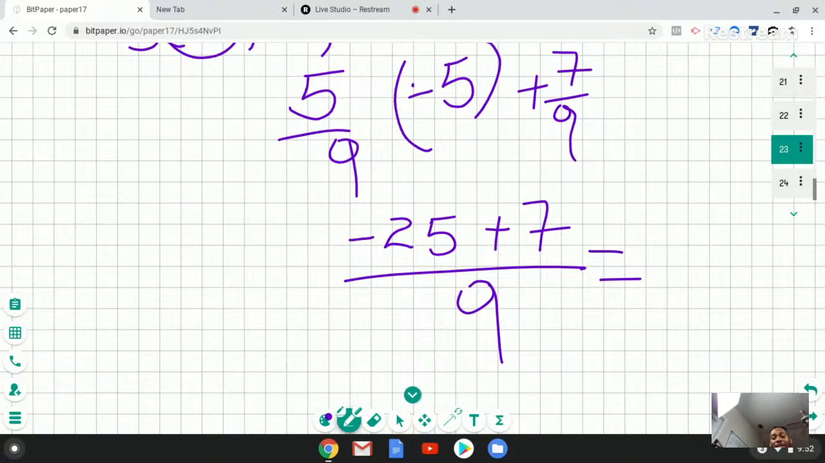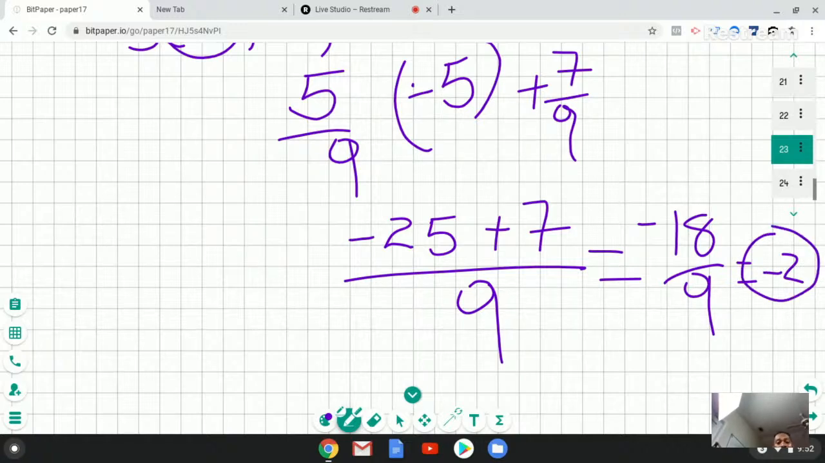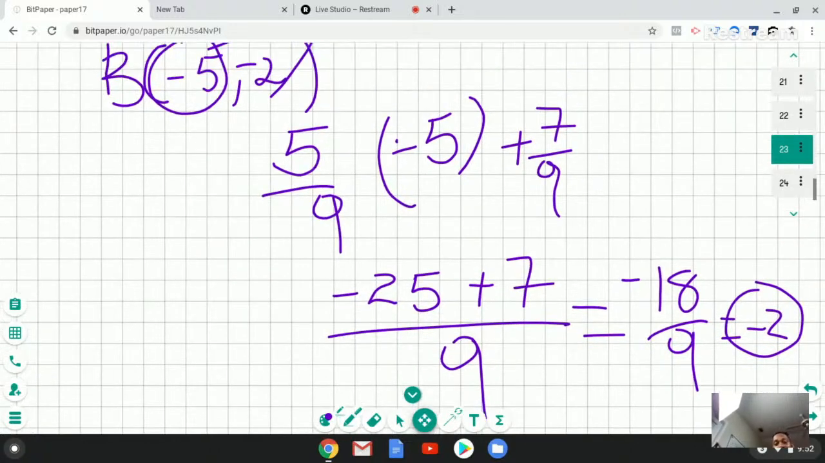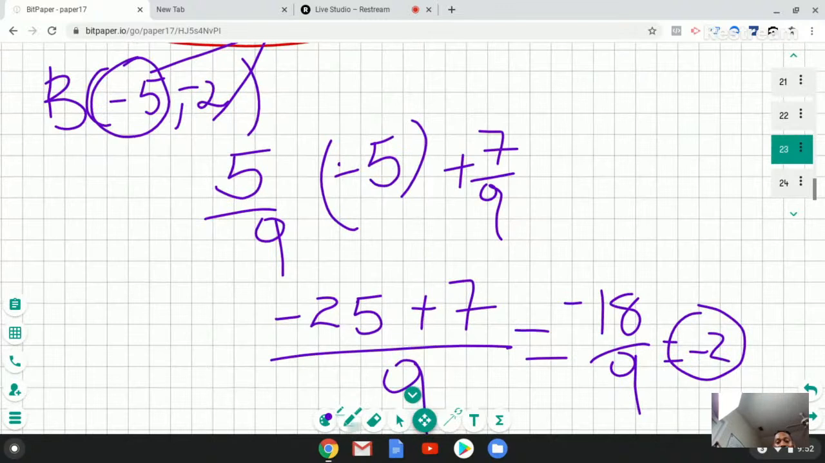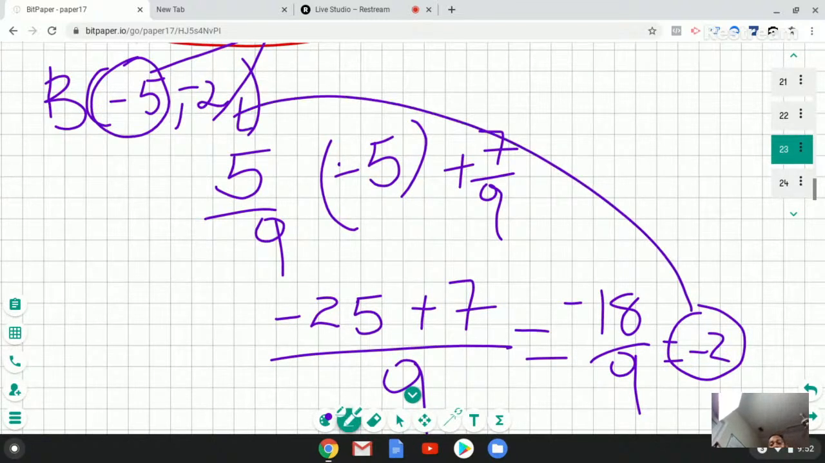Maybe I made a mistake. -25 plus 7 is -18, right? Divided by 9. What's -18 divided by 9? -2. Lo and behold. So we found that the y coordinate is -2. That means what we did was good.